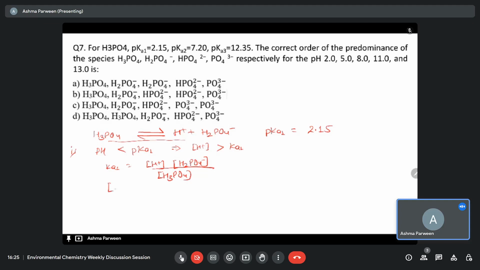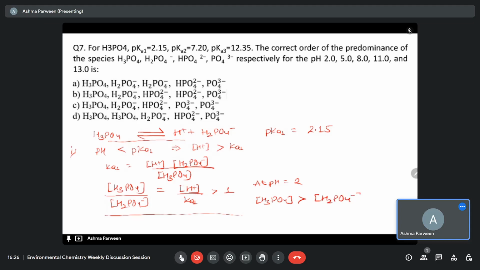So let's write in the terms of H3PO4 upon H2PO4 minus. It will be equal to H plus upon Ka1. We have been given that pH is 2 and pKa1 is 2.15. That is, pH is less than pK, which means H plus is greater than Ka1. So this ratio will be greater than 1. So from this we can say that at pH 2, H3PO4 concentration will be greater than H2PO4 minus. So at pH 2, H3PO4 is the dominant species. Let's move to the next pH, which is pH 5. We can see that pH 5 is greater than pKa1, but it is less than pKa2. So let's see which will be the dominant species.